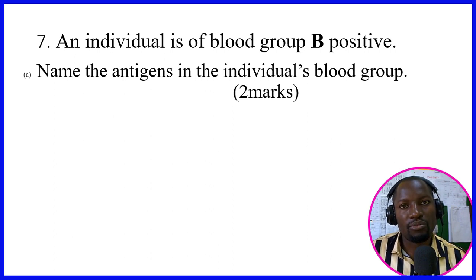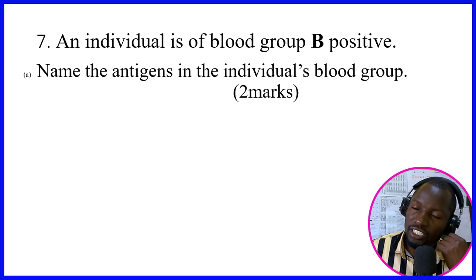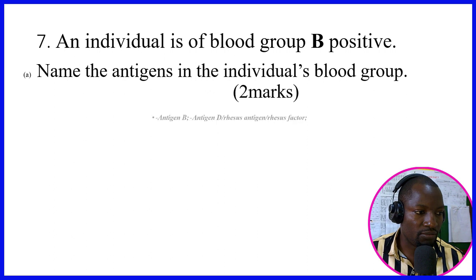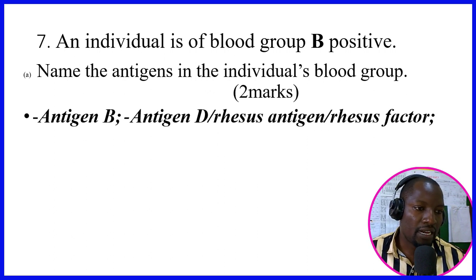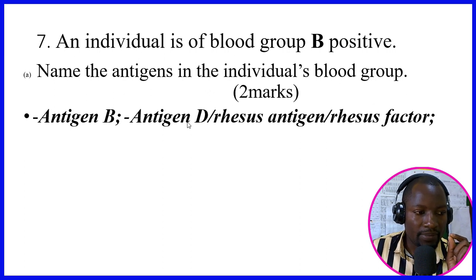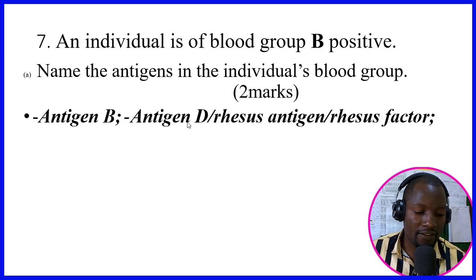The antigen that an individual possesses is the one that determines the blood group the person will have. So in this case, we only have two: antigen A and antigen B. If you have antigen A, then you are blood group A. If you have antigen B, then you are blood group B. Now, because this person is blood group B, the person will have antigen B. But because of this positive here, that means in addition to antigen B, this person also has an added antigen, which we call antigen D, or the rhesus factor.